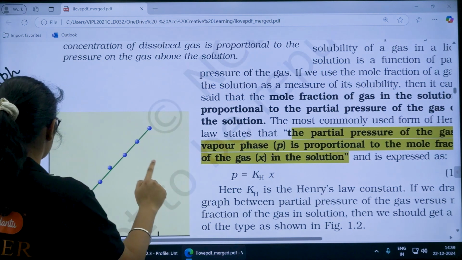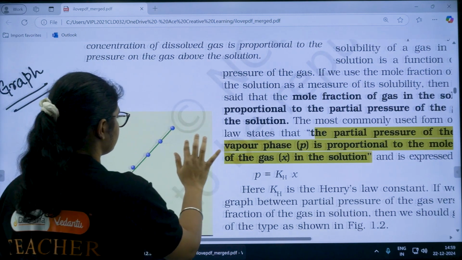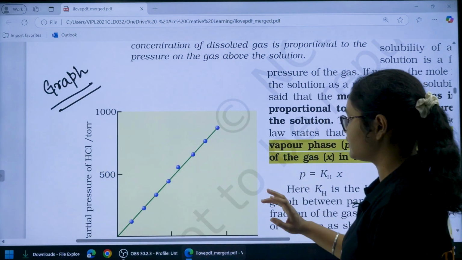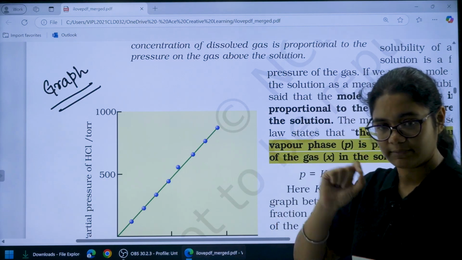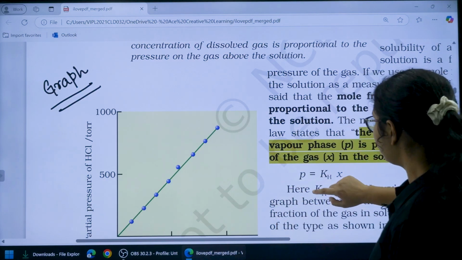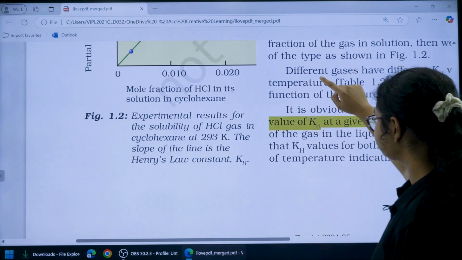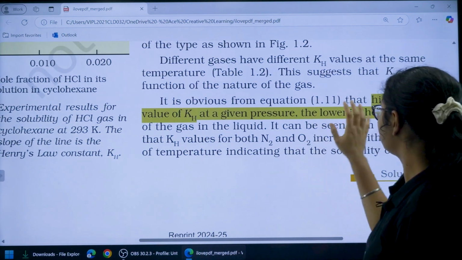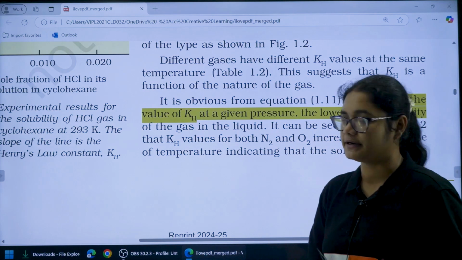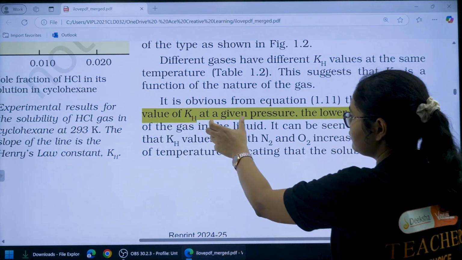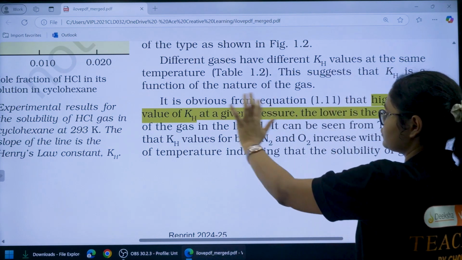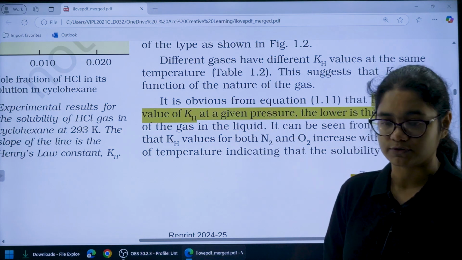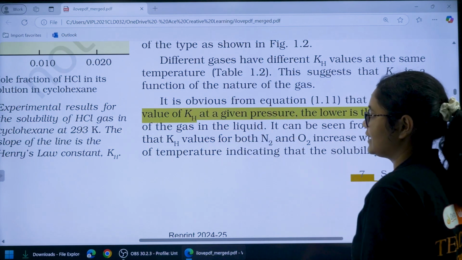Next, the Henry's law graph is important. You should know the graph for Henry's law. Practice this graph. Next is this graph that you should know, so whichever points I am telling, please mark those points. Now coming to the relation between KH and solubility: the higher the value of KH at a given pressure, the lower is the solubility. This can be asked as a question, and its application is also there, so make sure that you understand this point.